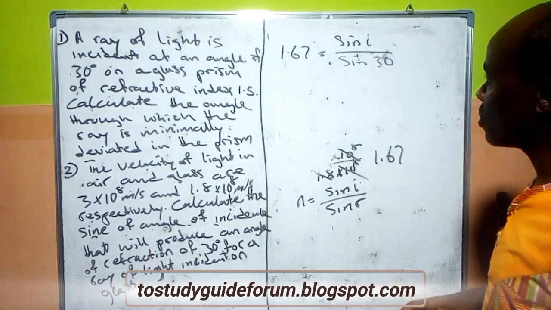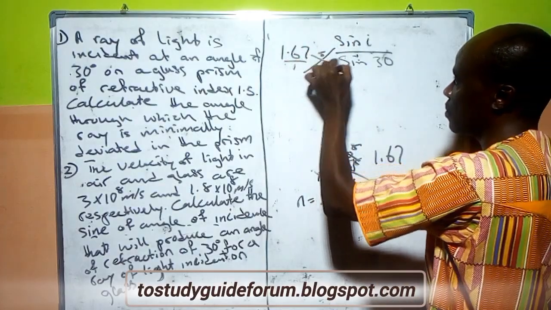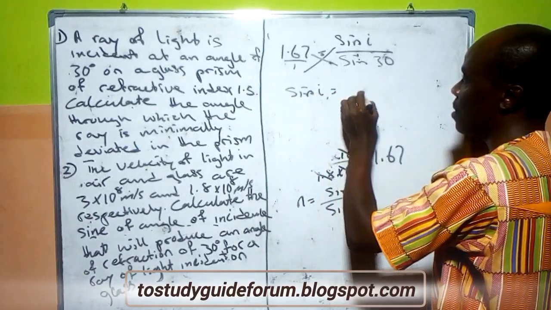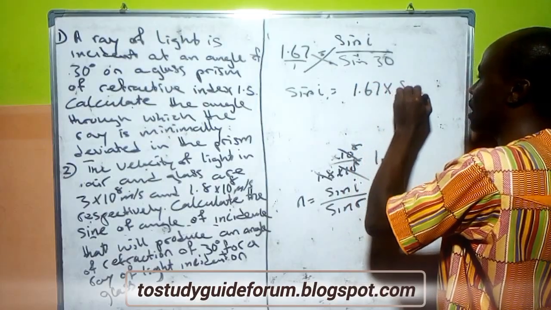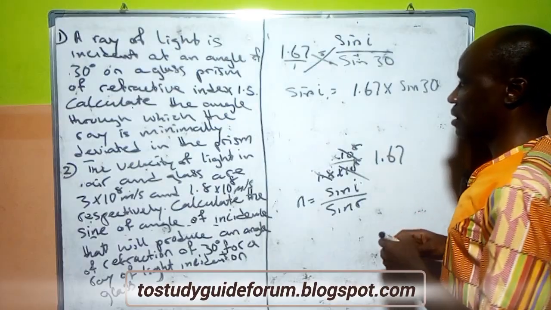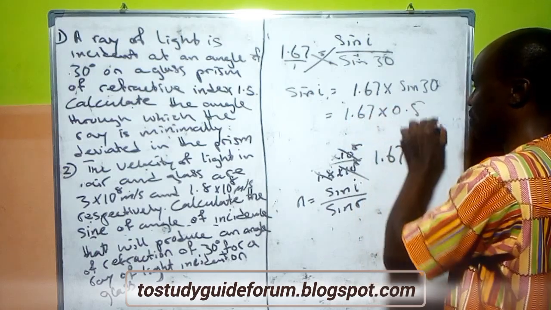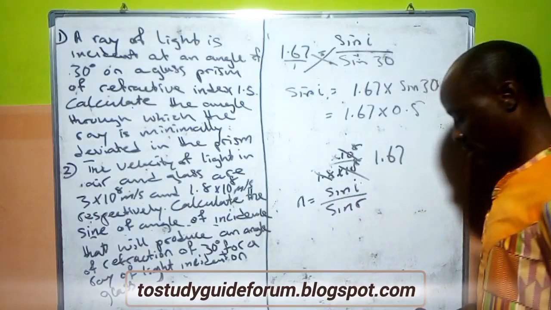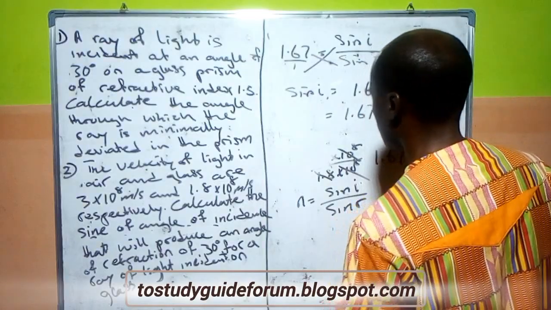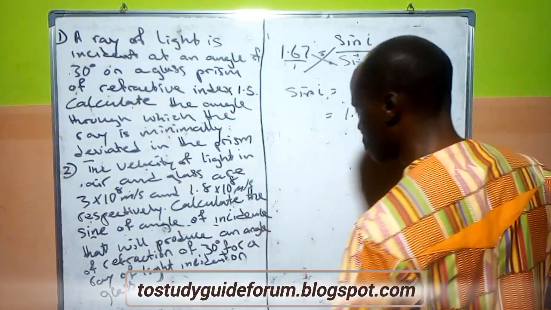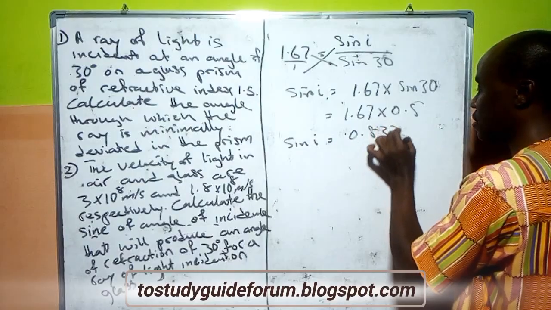Note, we are trying to find out, the question says we should find this sine of angle. So by doing so, if you cross multiply this, we find out that sine I will be equal to 1.67 times sine 30 degrees, and sine 30 degrees should be 0.5. So 1.67 times 0.5, sine I will then be 0.8333.